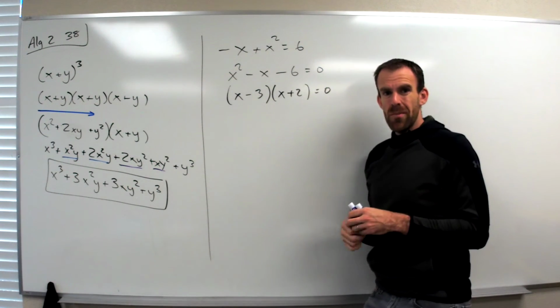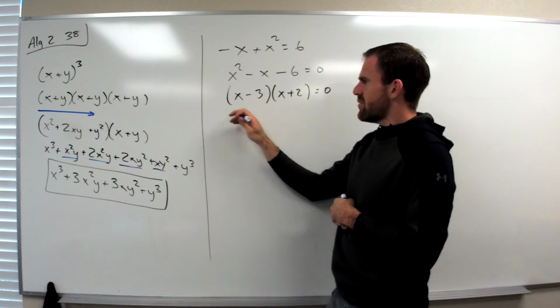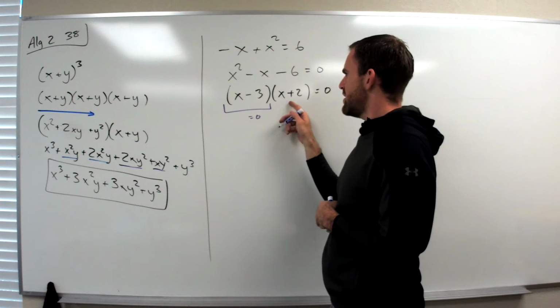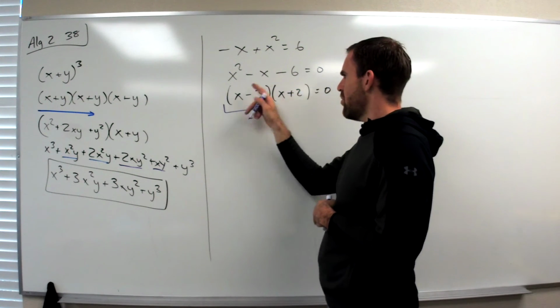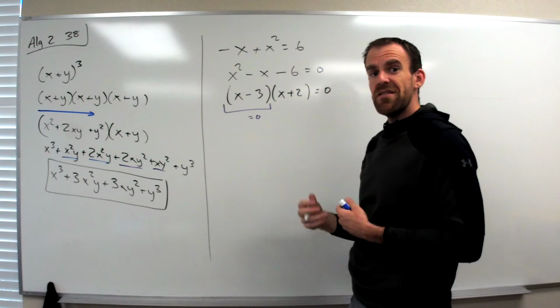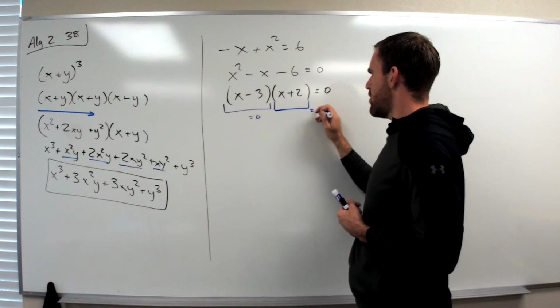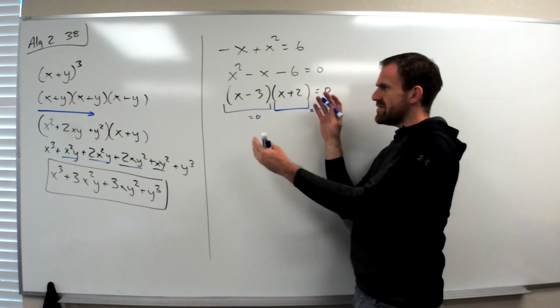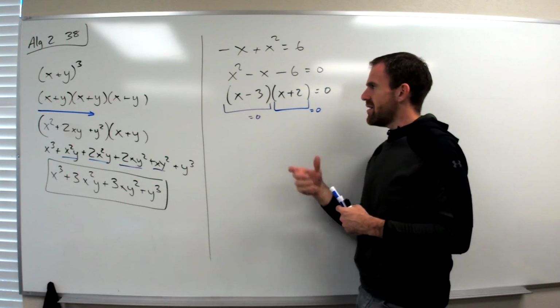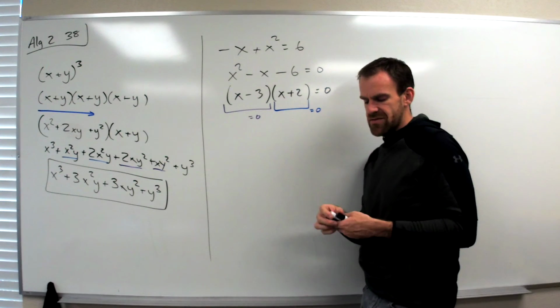Now here's the cool part. If this equals 0, it doesn't matter what this is, the whole thing will be 0 and this equation will be valid. Likewise, if this part equals 0, then the whole left side is equal to 0 and 0 equals 0. That solves the equation.